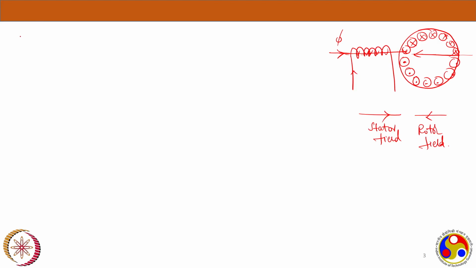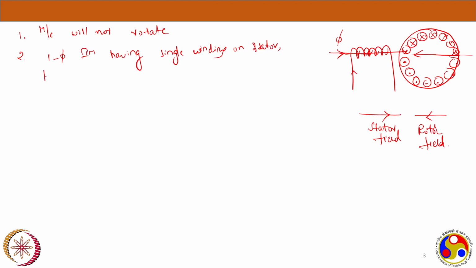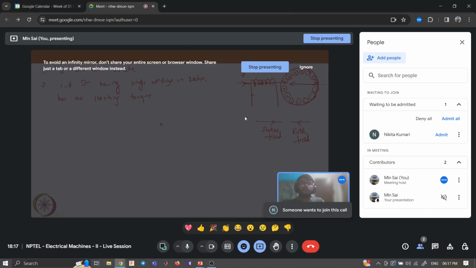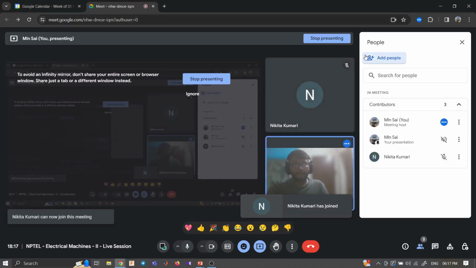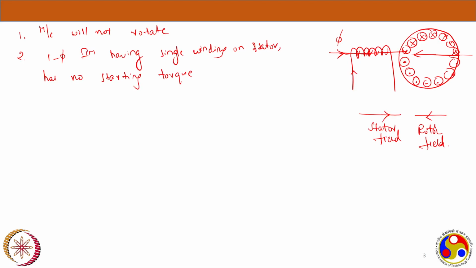The first observation I am concluding here is that the machine will not rotate, and a single phase induction motor having a single winding on the stator has no starting torque. So these are the two conclusions I am drawing from our discussion till now.